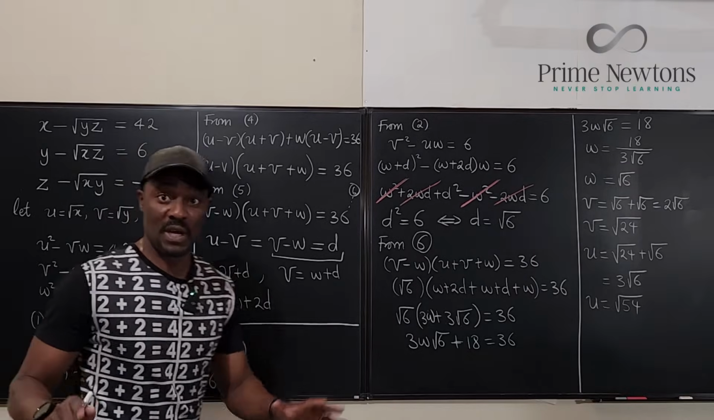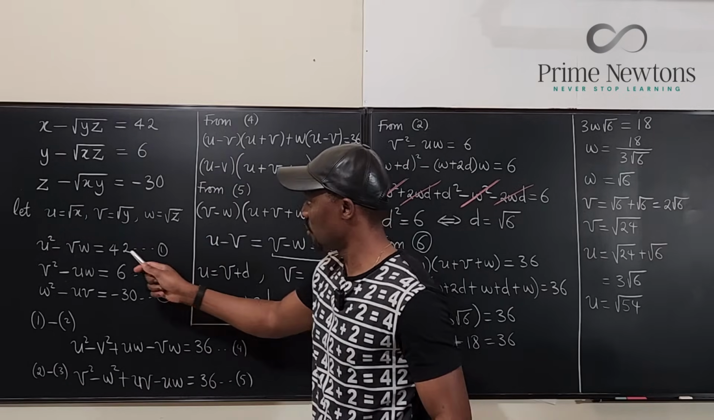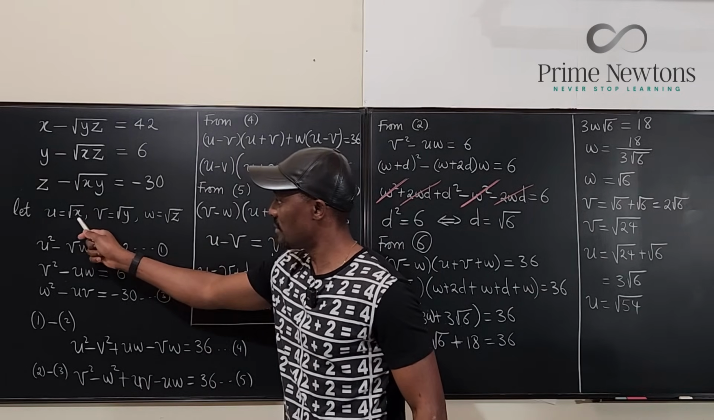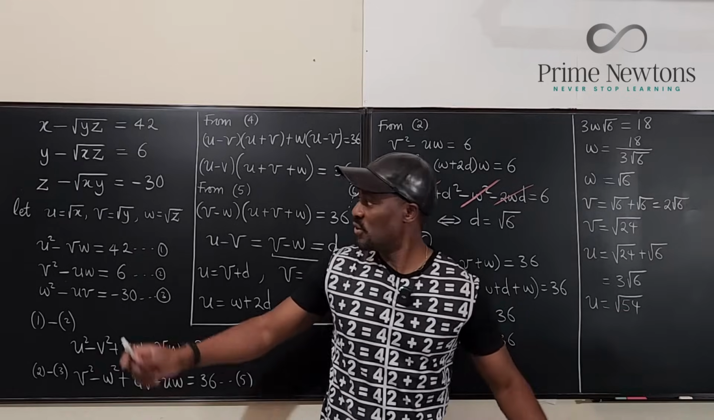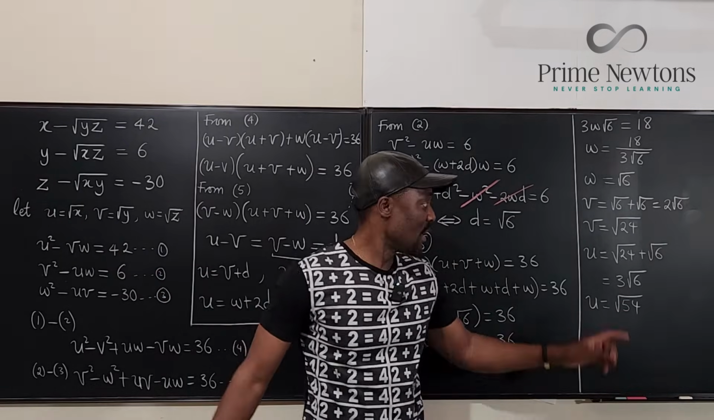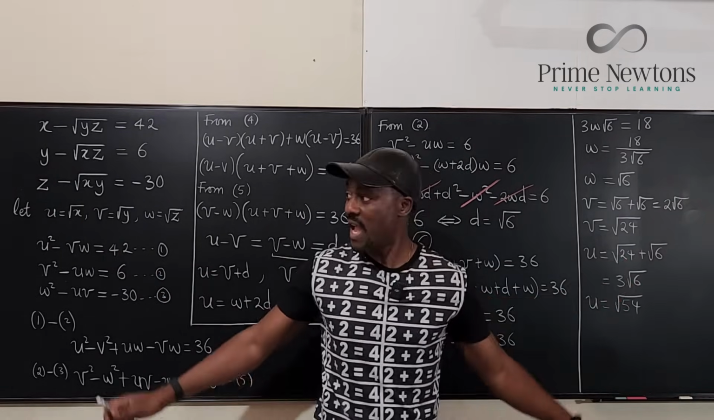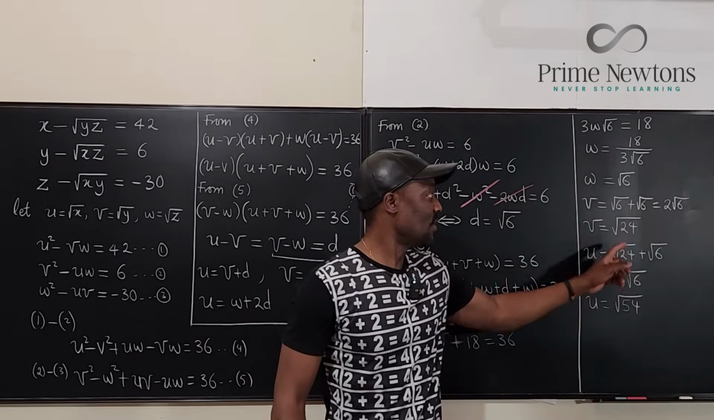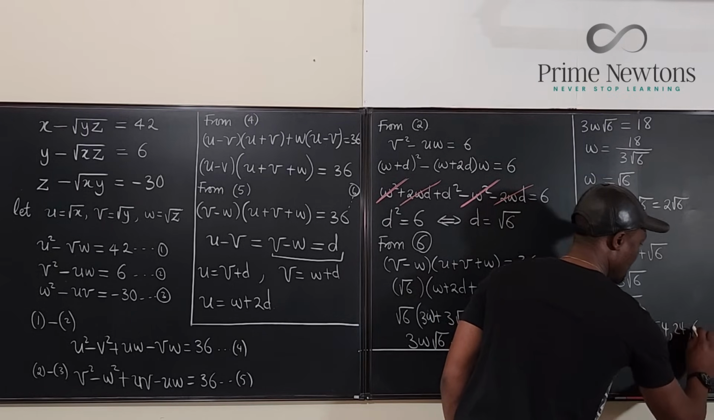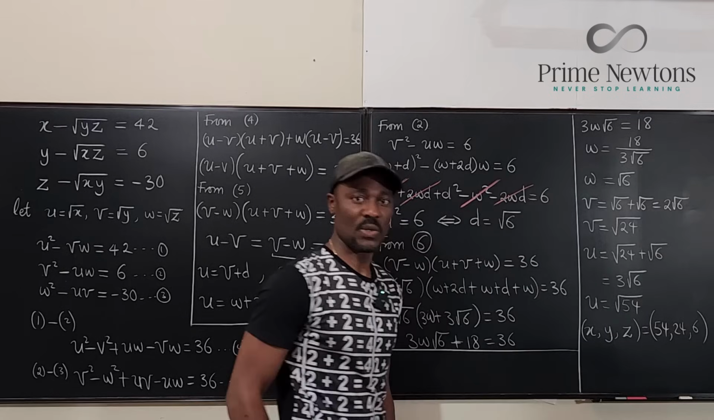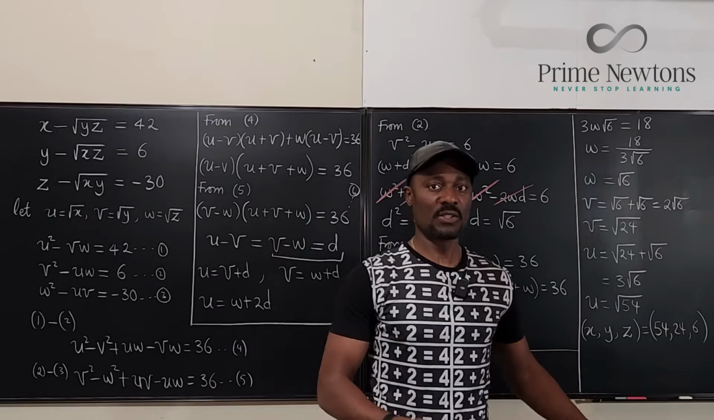So from the work we've done, starting from the initial substitution, u is the square root of x. That means x must be 54. v is the square root of y, so y must be 24. And w is the square root of z, so z must be 6. 54, 24 and 6. That is your solution set. Will we get other solutions?